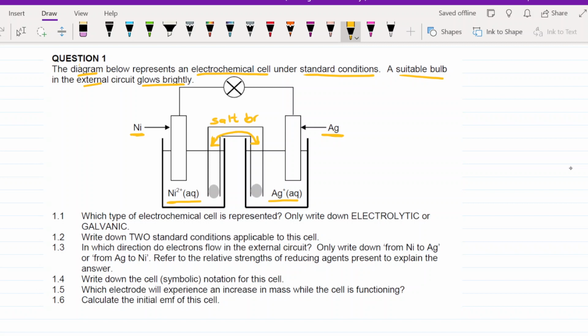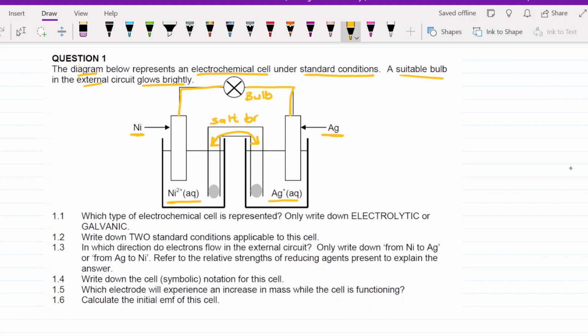Then outside the electrodes, you have your external circuit. This is where the electrons are moving either from left to right or from right to left. So this is our galvanic cell, and this is the bulb, which is glowing bright.